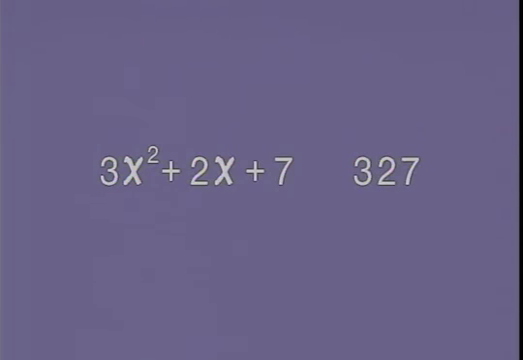The difference between 327 and 3x squared plus 2x plus 7 is twofold. One is that in the 327, the place values, the hundreds, tens, and ones, are understood by the location of the digits. The 3, for example, is in the hundreds place. In the polynomial, the place value is shown. The x is there, the x squared is there. Otherwise, it's the same. In fact, if x equals 10, then 3x squared plus 2x plus 7 is exactly 327.